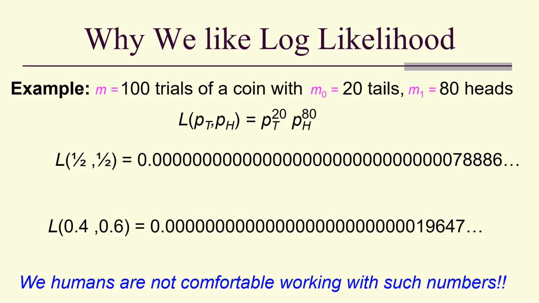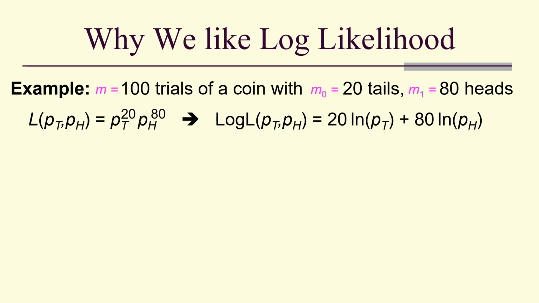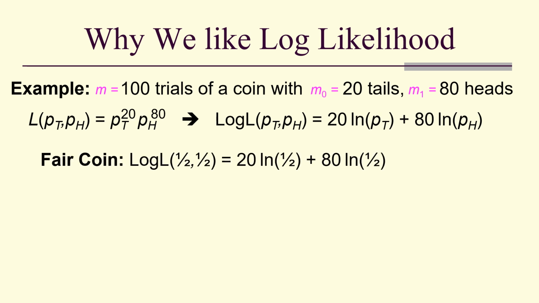And we humans are just not comfortable working with these kinds of numbers. So what about log likelihood? Well, we have our likelihood function. So our log likelihood function is 20 log p sub t plus 80 log p sub h. For a fair coin, our log likelihood is 20 log a half plus 80 log a half, which is negative 69.31.